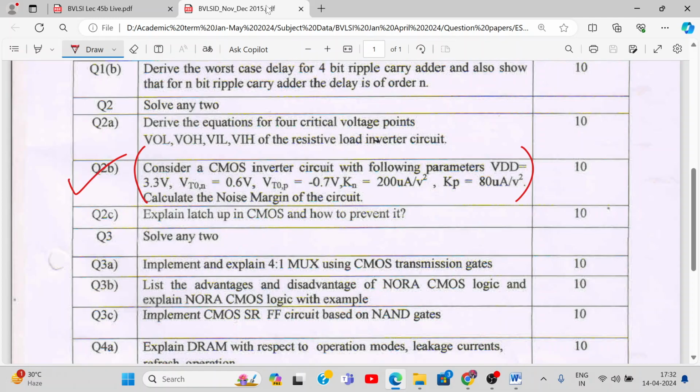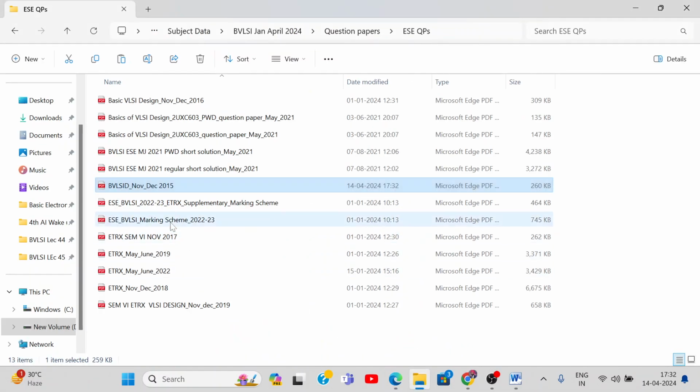And for the derivation part, see, they are asking resistive load. We have also done this: VOH, VOL, VIL and VIH. So yeah, we are on the right track. So let's go for another paper.